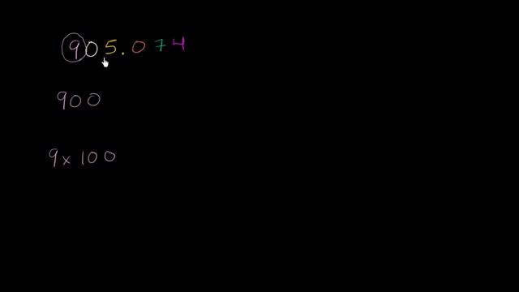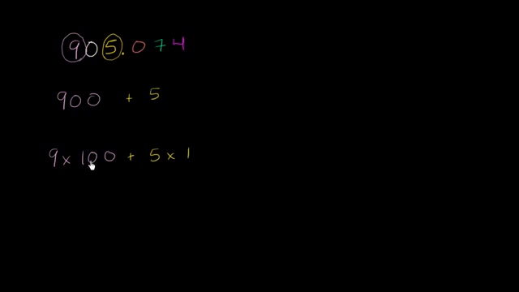Now we have this 5. This 5 is in the ones place. It literally represents 5 ones, or you could just say it represents 5. Now if we wanted to write it as 5 ones, we could say, well, that's going to be 5 times 1. So far we've represented 905. 900 plus 5, or 9 times 100 plus 5 times 1.